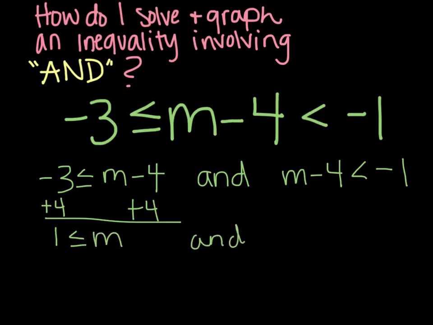And plus 3, m is less than 2. Oh, sorry. Oh, what am I doing? We need to add 4 on both sides. Goodness gracious. Plus 4 on both sides. Good thing I caught that. This would be 3. So 1 is less than or equal to m, and m is less than 3.